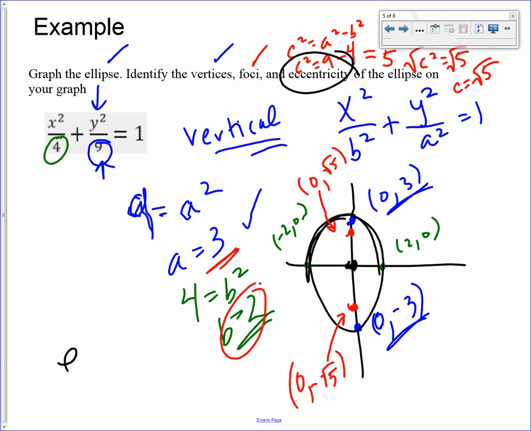All right, the last thing we're asked about is the eccentricity. And eccentricity equals c over a. And we just solved that c equals radical 5 and a equals 3. Be very careful that you use a and not a squared for your eccentricity formula. We can't put eccentricity on the graph, it's not there. So that's it, we're done for that example.